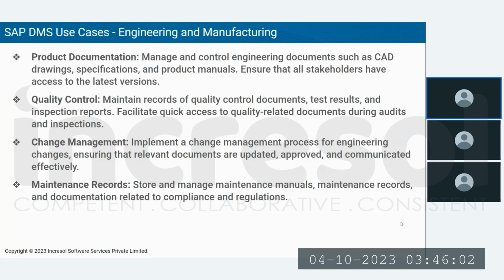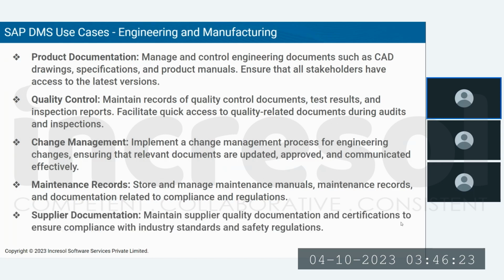Maintenance records is mainly related to the plant maintenance activities or the asset maintenance activities. If any maintenance activities are happening outside the system, with the checklists outside the system, you can digitize them and store them against those maintenance orders in SAP, so that they can be accessible as evidence as and when required, as per the compliance and the regulations.